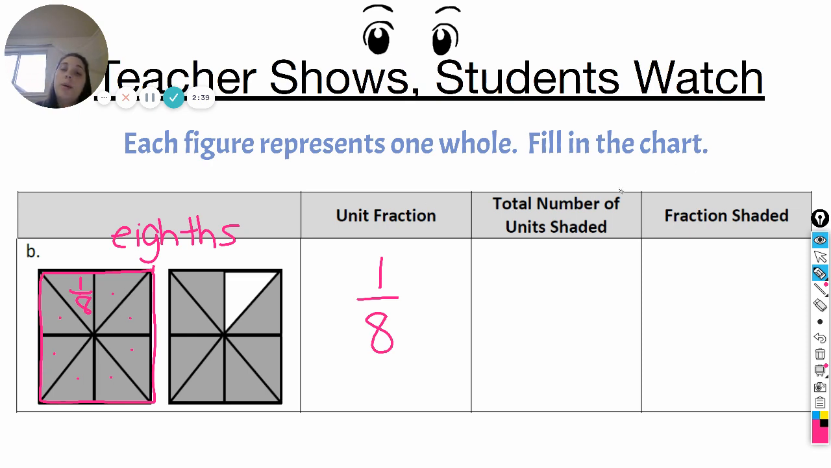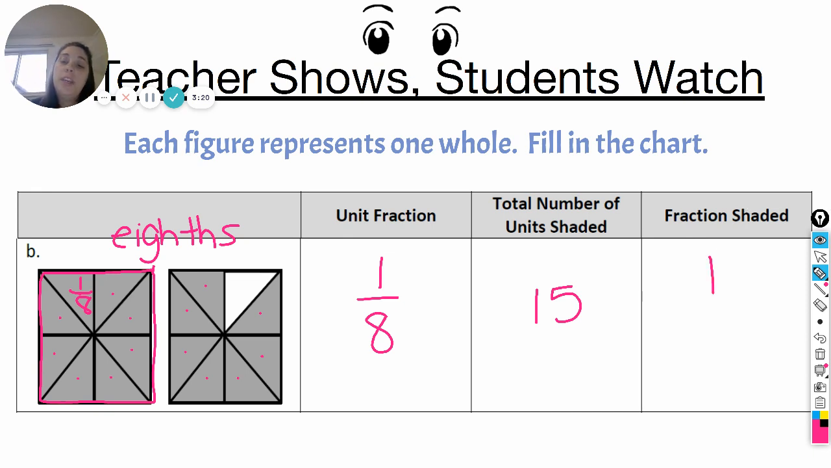Next, it's asking the total number of units shaded. So now we're going to look at both of the shapes and figure out how many altogether pieces are shaded. Well, we know all 8 of these pieces are shaded. So that's 8, 9, 10, 11, 12, 13, 14, 15. There are 15 units shaded. But now it wants us to put that into fraction form. So what is the fraction that is shaded?